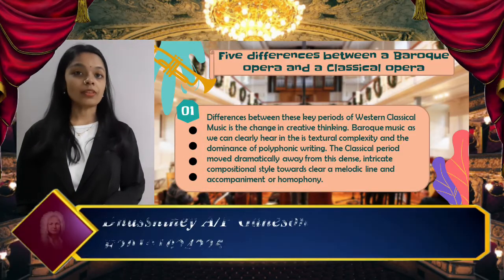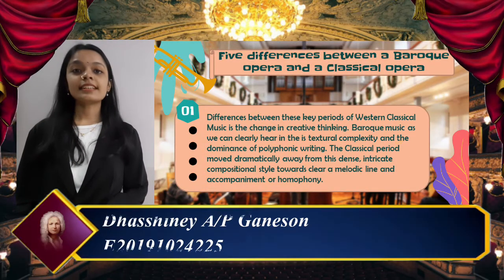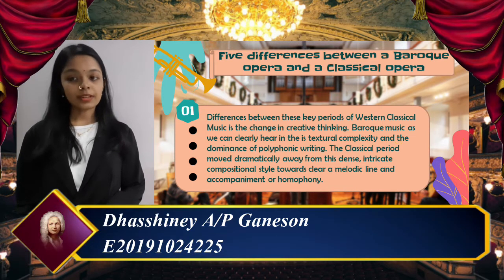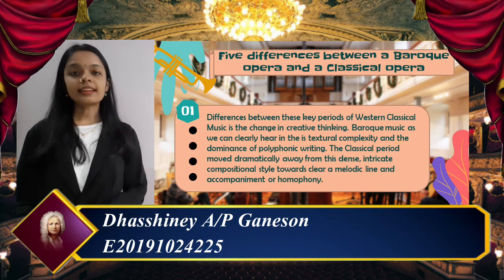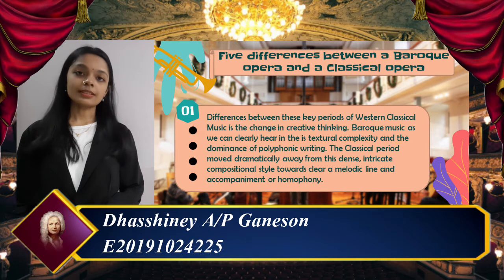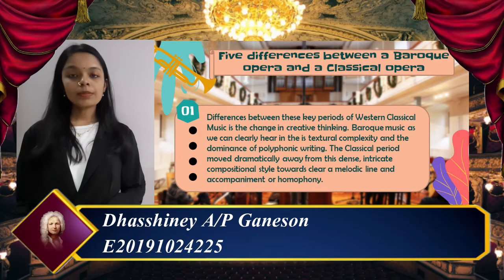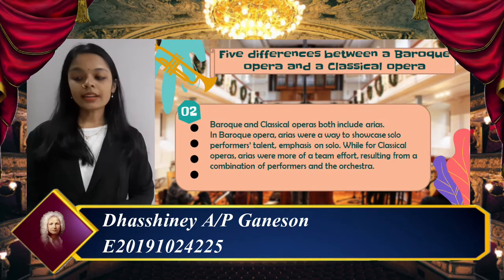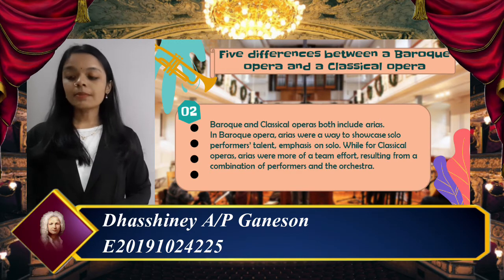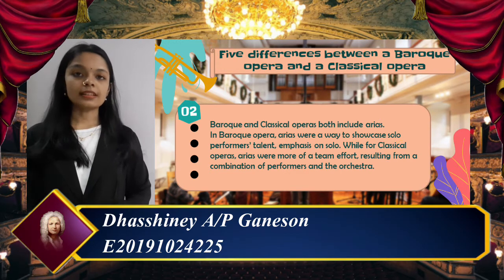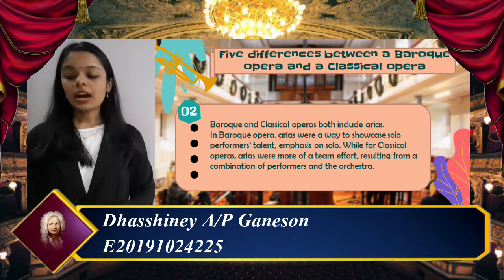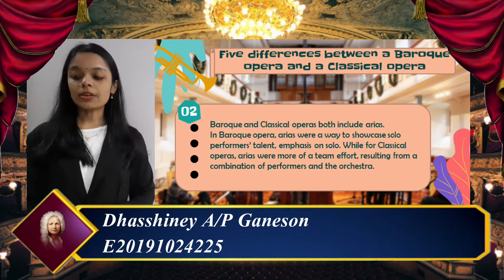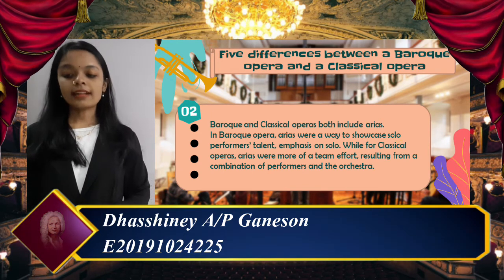The difference between the key periods of Western classical music is the change in creative thinking. Baroque music, as we can clearly hear, has textural complexity and the dominance of polyphonic writing. The classical period moved dramatically away from this dense, intricate compositional style towards a clearer melodic line and accompaniment, or homophony. Baroque and classical opera both include aria. In Baroque opera, arias were a way to showcase a soloist's talent, emphasizing the solo. While for classical operas, arias were more of a team effort, resulting from a combination of performers and the orchestra.